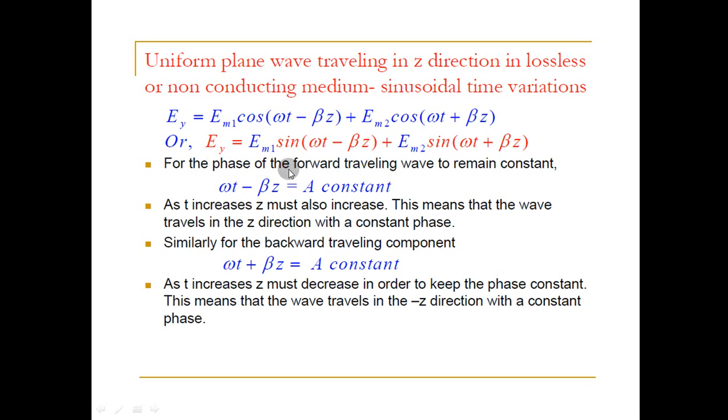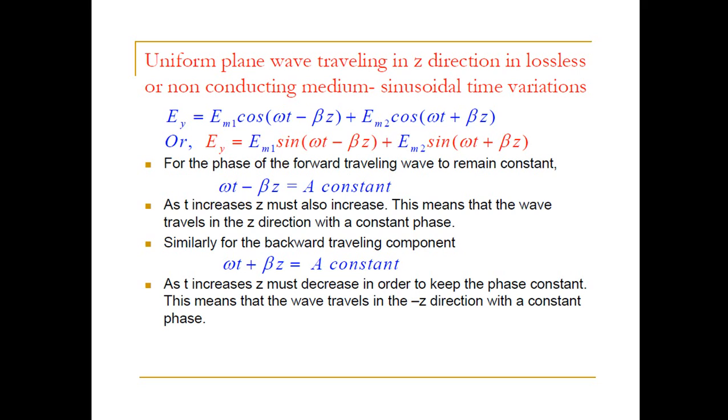Now, for the phase of the forward traveling wave to remain constant, we have to have this value be constant. So as t increases, z must also increase. This means that the wave travels in the z direction with a constant phase. Similarly for the backward traveling component, the same thing will happen. As t increases, z must decrease in order to keep the phase constant. This means that the wave travels in the minus z direction with a constant phase.